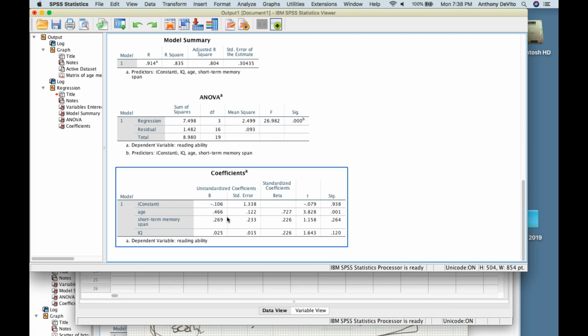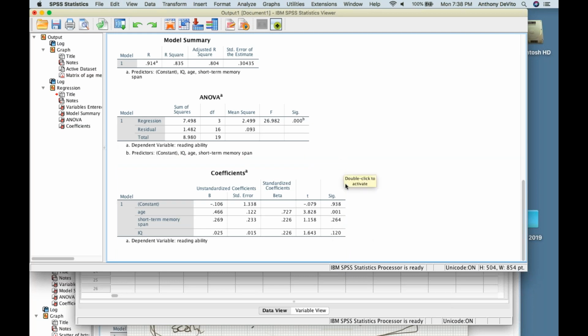And that formula is going to be the reading level is equal to negative 0.106 plus 0.466 times the child's age plus 0.269 times the child's short-term memory plus 0.025 times the child's IQ. Okay, and are all of these statistically significant themselves? Doesn't look like it, right? We've got a little bit of issue with short-term memory. So that's a little iffy. Overall, statistically significant. That seems a little worrisome.